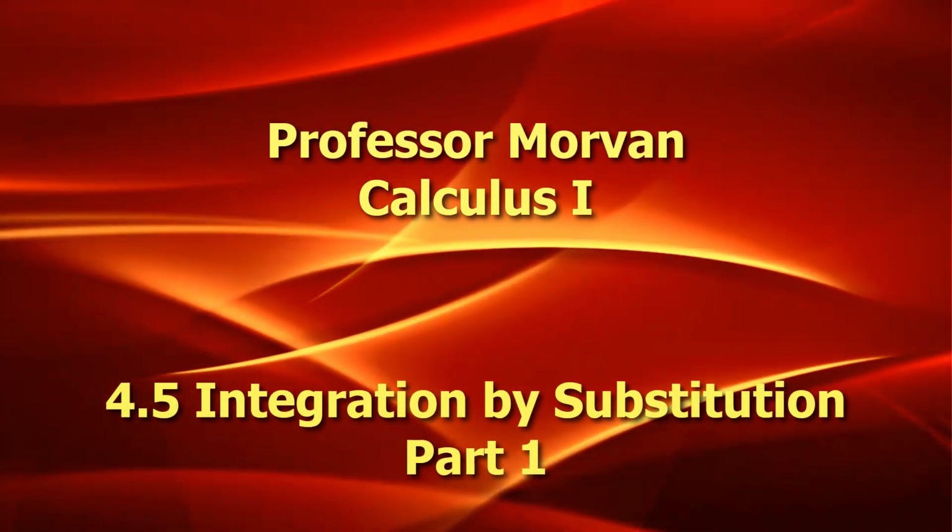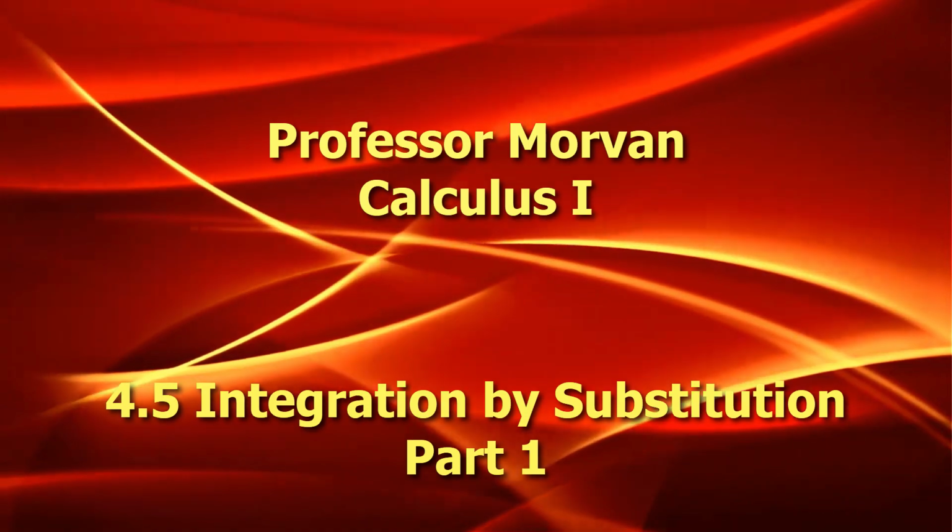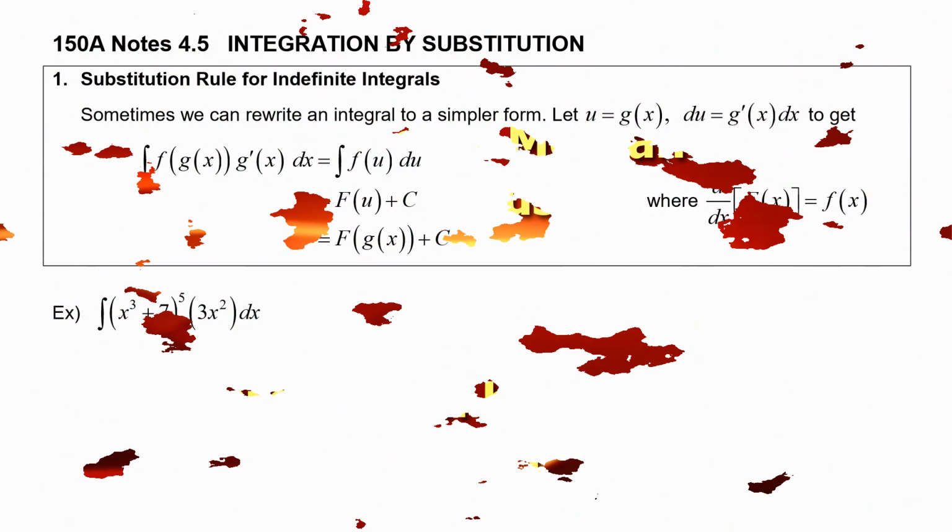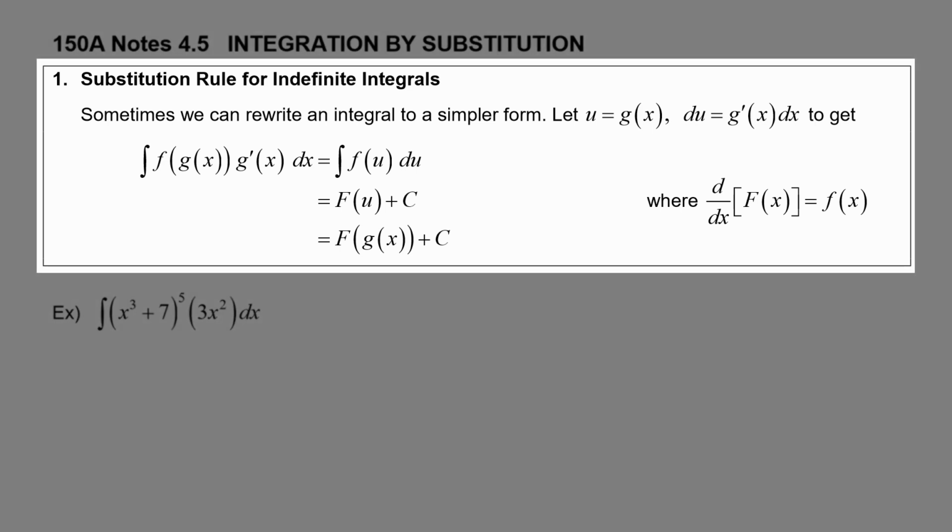Section 4.5 is integration by substitution. First, we have to learn the substitution rule for indefinite integrals. Sometimes we can rewrite an integral to a simpler form, and this is the substitution part. We let u equal g of x, then du would be g prime of x dx. Notice this is just differential form. And we do that to get this to happen.